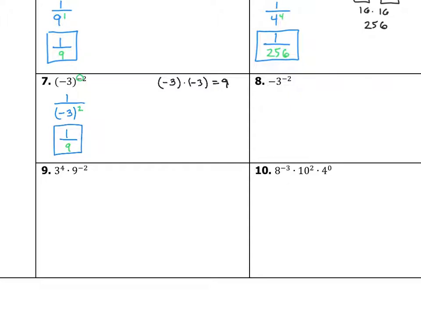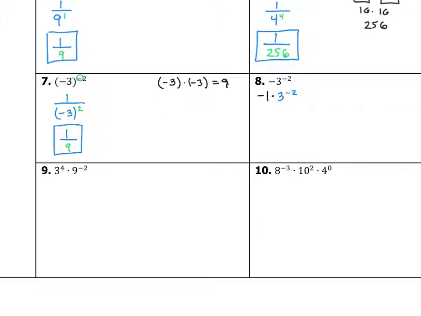Problem 8 does not have parentheses around the negative 3. So you have to remember that when there are no parentheses around your base, your answer will always be a negative. Okay, our answer here is going to be negative. What I'm going to do is treat this as a negative 1 times 3 to the negative second power. That's what that means when you don't see parentheses.